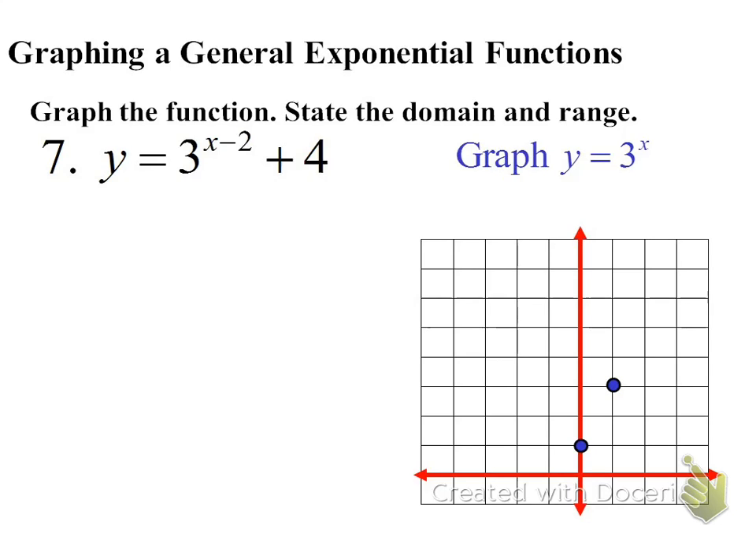So if I plug 0 in, I'm getting a 1. If I plug 1 in, I'm getting a 3. Of course, if you plug 2 in, you're getting a 9. When you're plugging negatives, you're getting fractions, so you're getting closer and closer to the x-axis without crossing it. So in general, y equals 3 to the x looks like that. That's not my final answer. That's just kind of a starting graph that I can work with.